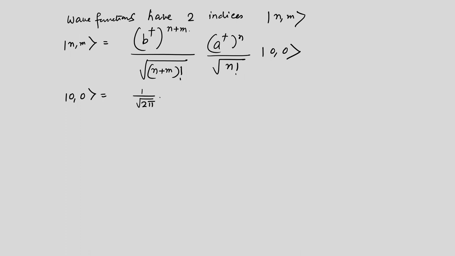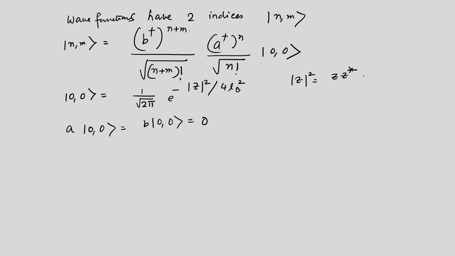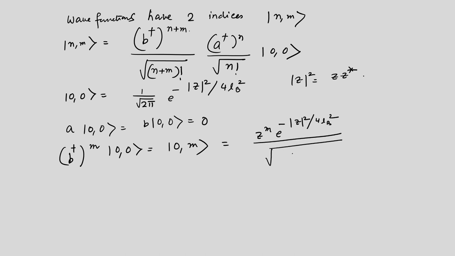So 0, 0, what we have written down earlier, is a simple Gaussian. Now we are writing the normalization, which is equal to exponential minus mod z square by 4 lB square. Once again, just to remind you, this is equal to a function of z and z star. Of course, a acting on 0, 0 equals 0, and b acting on 0, 0 equals 0, so you cannot annihilate any further. If you successively apply b dagger m times on 0, 0, you will get a state which is 0, m, because it builds up the m values, and this will give us z to the power m exponential minus mod z square by 4 lB square, and the normalization is 2 pi 2 to the power m m factorial.